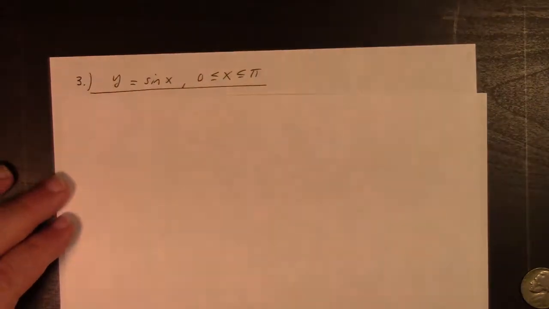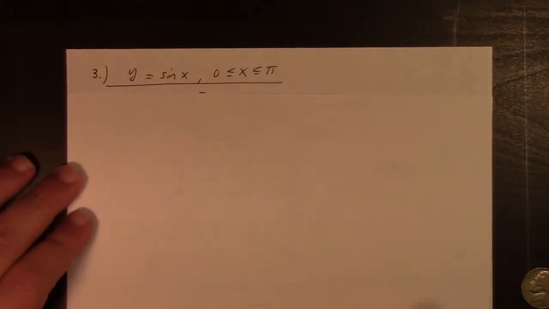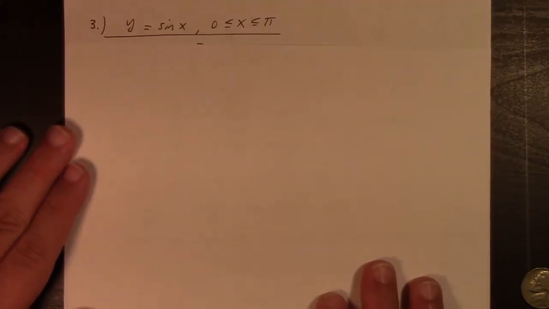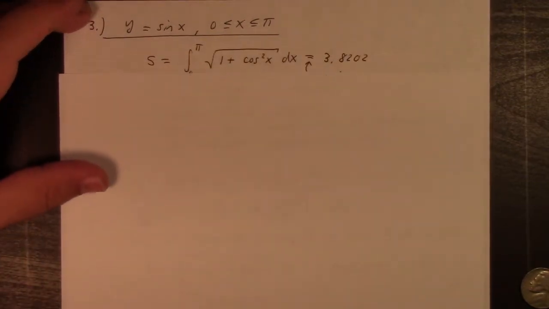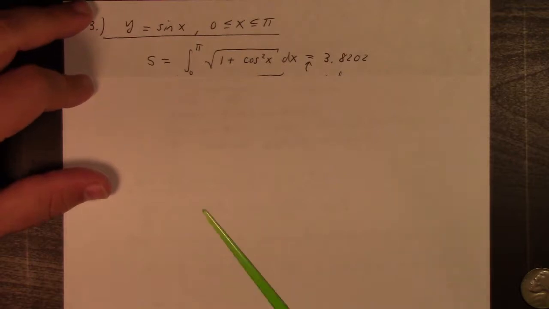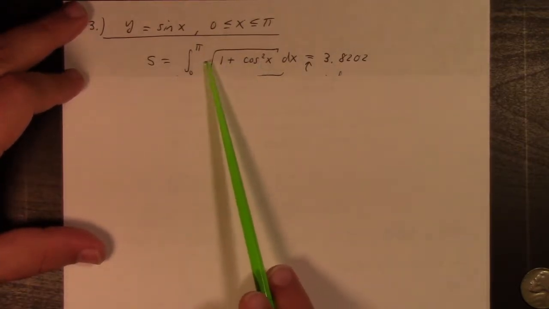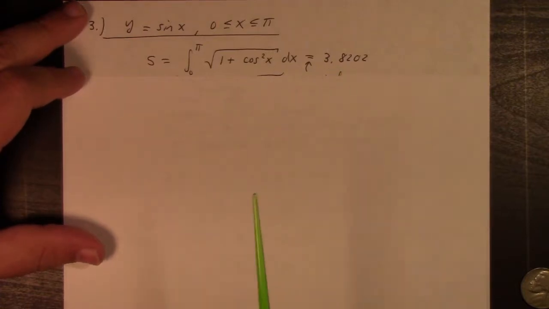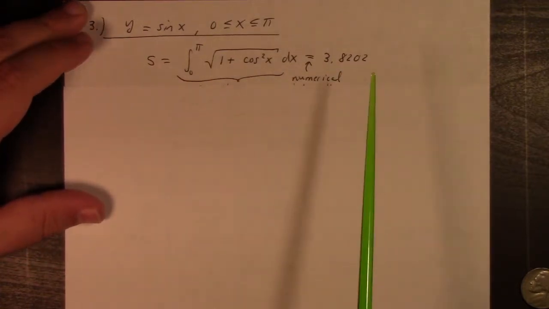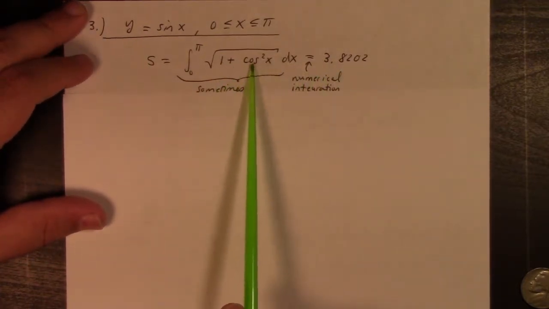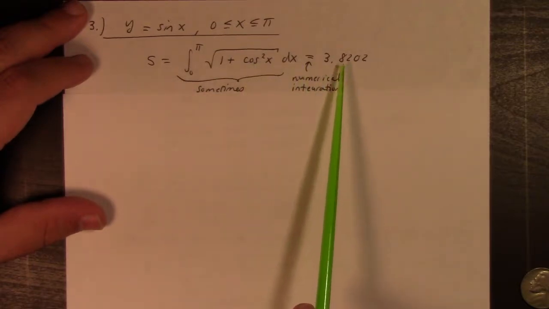Moving on, example 3, we want to look at the arc length of sine from 0 to pi. So the derivative of sine is cosine, so 1 plus cosine squared, integral from 0 to pi, and it's about 3.8202. I used a numerical method to calculate this integral.